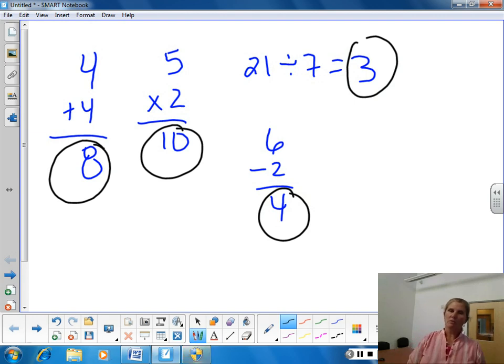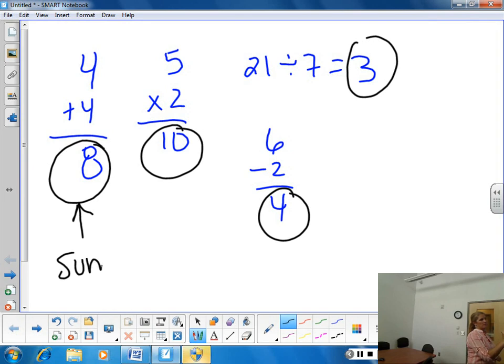Addition, we started with the very second lesson, and we've been practicing that all the way through. So do you know what you call the answer to an addition problem? That's a sum. To a multiplication problem, it's a product.